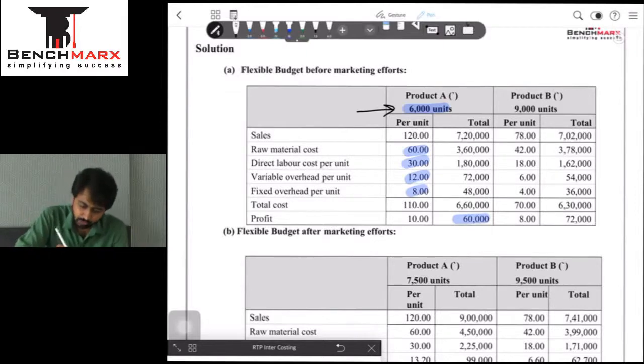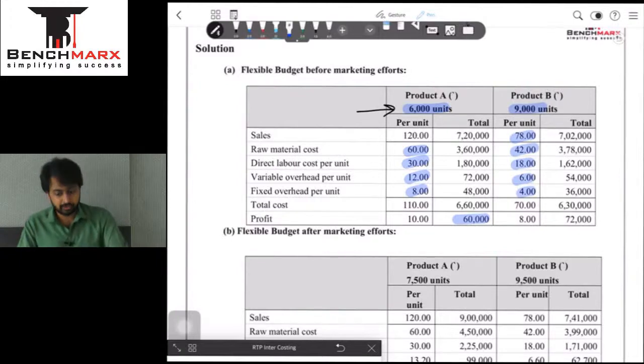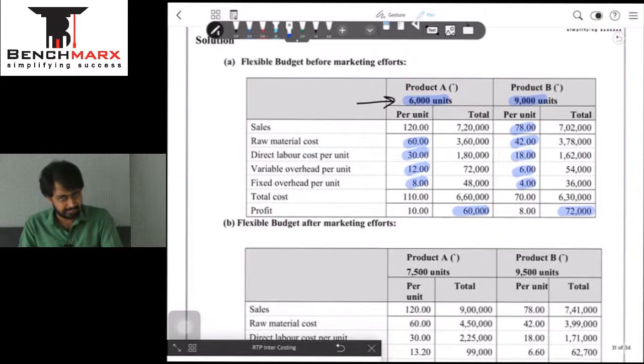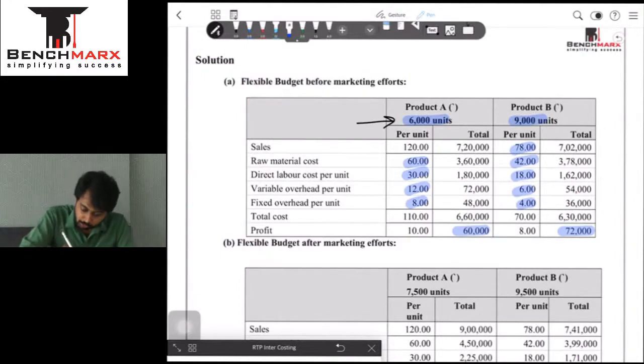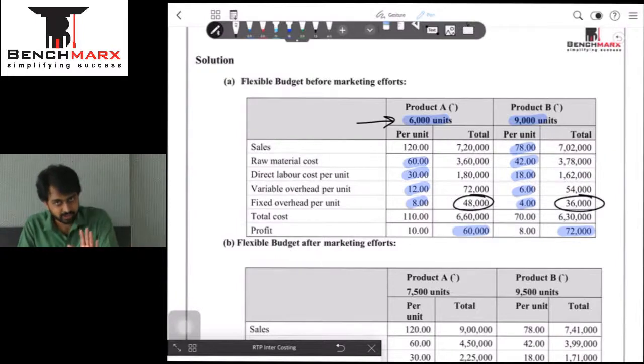And same thing I will do for B as well. I know the volume is 9000. All these costs of SP, RM, DL, variable overheads, absorption, all these are given to me and I will get the profits as well. We are not solving or seeing this in detail because this is pure multiplication. You guys can try it on your calculators. So this is part 1 done. Nothing difficult. The only important thing is that this fixed cost of 48,000 and 36,000 should remain fixed for part B unless anything is mentioned.